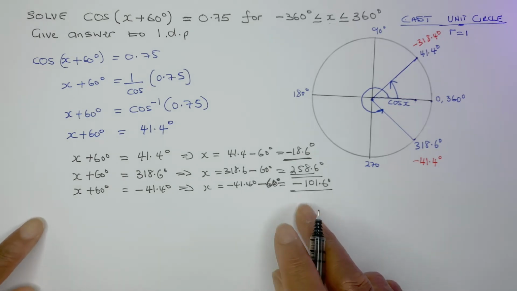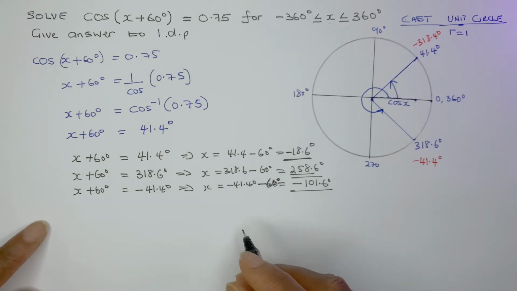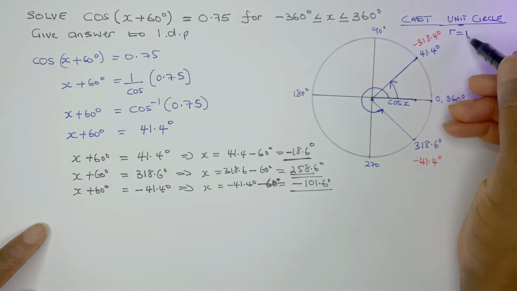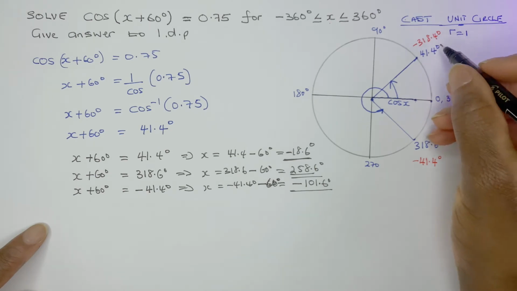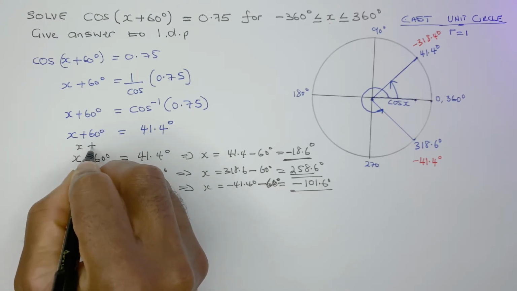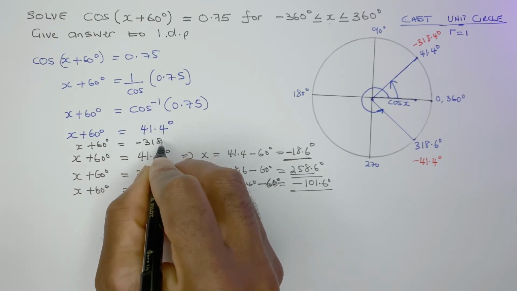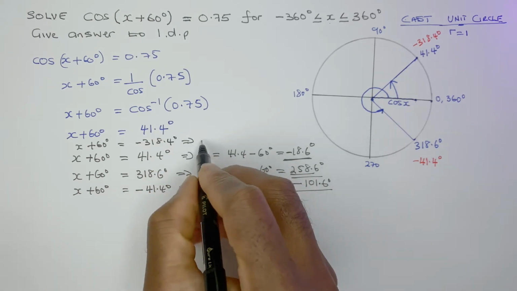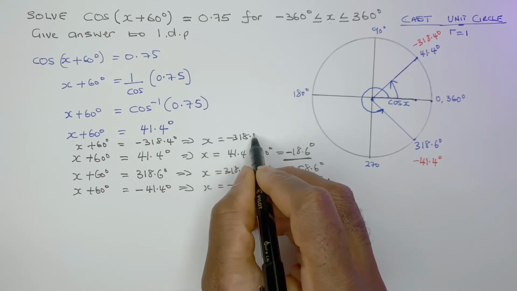And there is one more, because we're going that way as well. If we take away 60 from there, that will go beyond minus 360, so that will not be applicable. So if I do another one, x + 60 degrees equals minus 318.6 degrees, that implies that x equals minus 318.6 degrees.